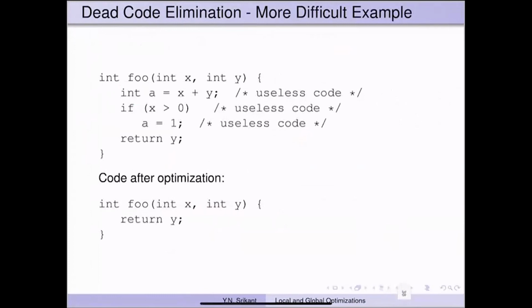Slightly more difficult example of dead code elimination. We have int a equal to x plus y, right? Then we have if x greater than 0, a equal to 1. And finally, a return statement. This function actually is doing only this much, right? It is returning y. So the entire a equal to x plus y, if x greater than 0, a equal to 1, they are all useless code. But detecting all this requires some data flow analysis, and to make sure that y is not affected by any of this code, right? Then all this can be termed as useless code and it can be eliminated. Okay. So this is a dead code elimination example.